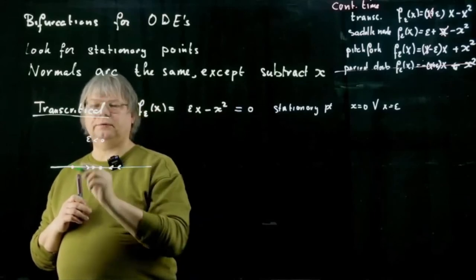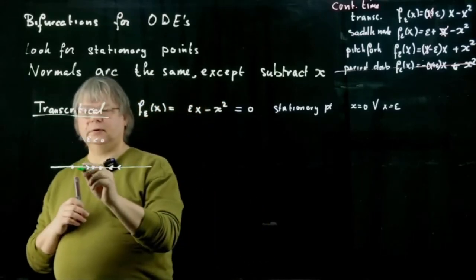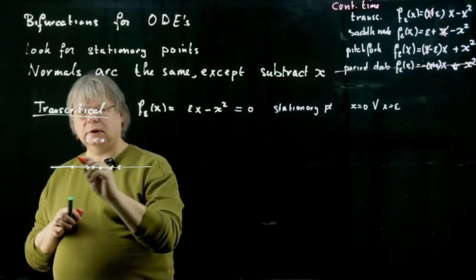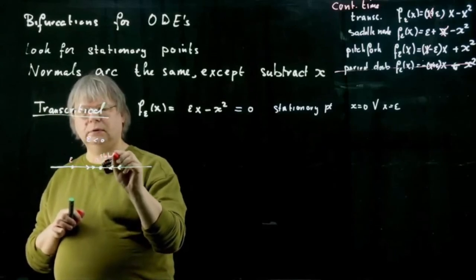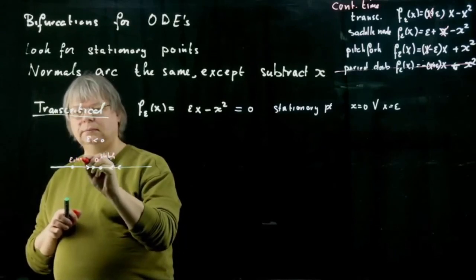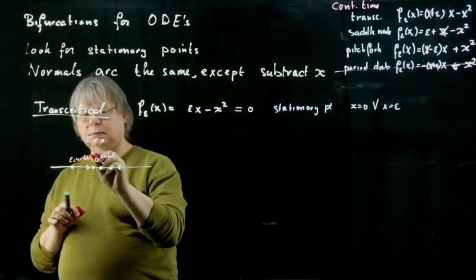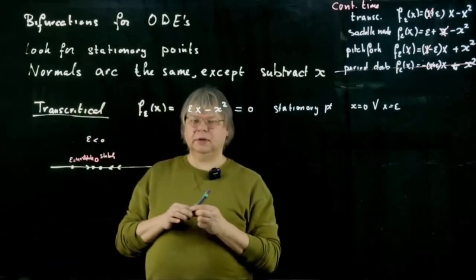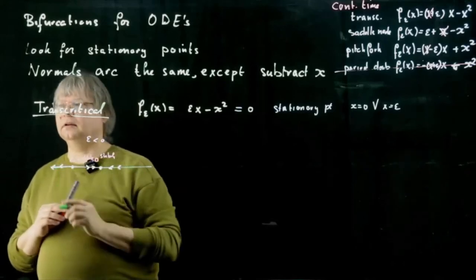But there is this other stationary point at epsilon. This is at 0, and this is at epsilon. Well, this is going to be stable, and this is unstable. Stable. And indeed, if you take x less than minus epsilon, it becomes negative again, and then you get this.